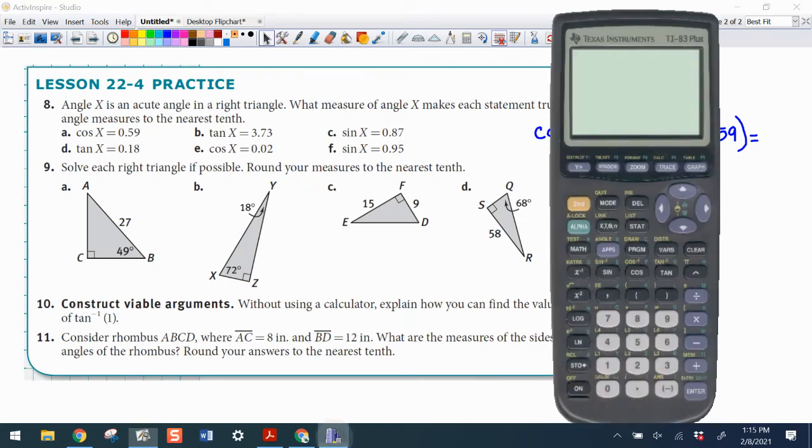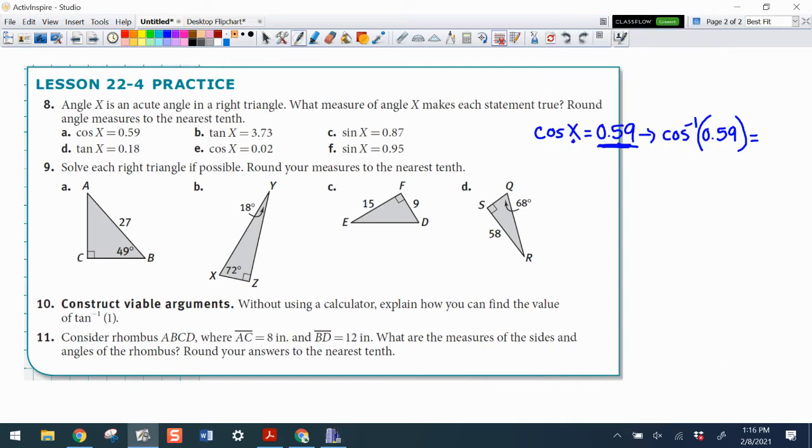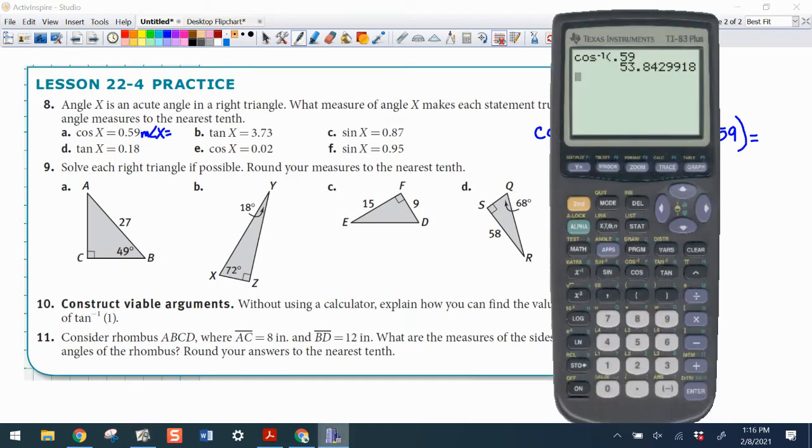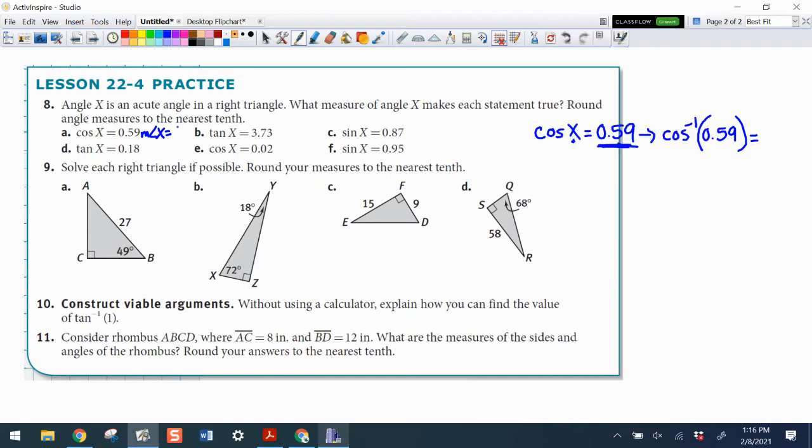So let's take a look at that on our graphing calculator. So the inverse cosine, notice cosine is right here kind of towards the middle. The inverse function is right above it. So to access anything in yellow, we're going to hit second and then cosine. And the inverse cosine of 0.59. And it tells us 53.84, and it says round to the nearest tenth. So the 4 tells us to keep that 8 where it is. So X will be, and I would probably encourage you to write, the measure of angle X equal to 53.8 degrees.